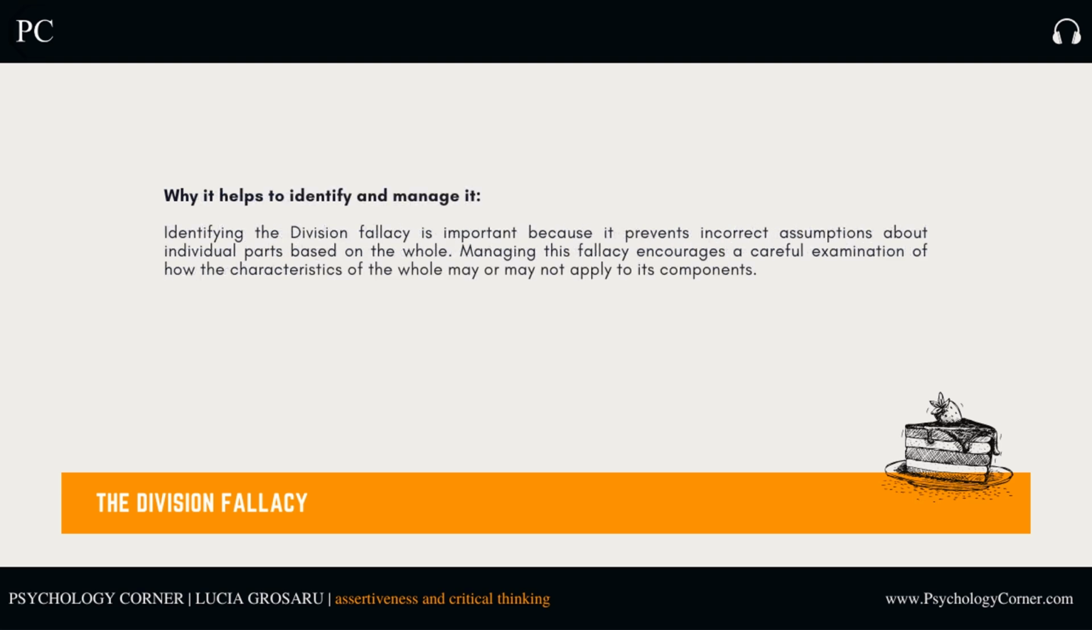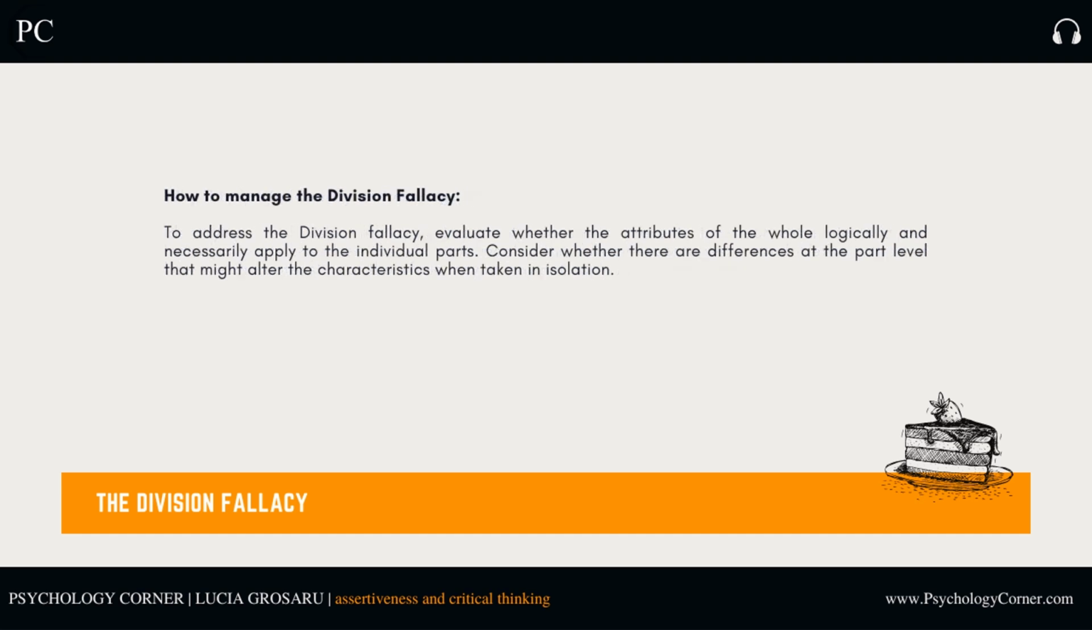Identifying the division fallacy is important because it prevents incorrect assumptions about individual parts based on the whole. Managing this fallacy encourages a careful examination of how the characteristics of the whole may or may not apply to its components. To address the division fallacy, evaluate whether the attributes of the whole logically and necessarily apply to the individual parts. Consider whether there are differences at the part level that might alter the characteristics when taken in isolation.